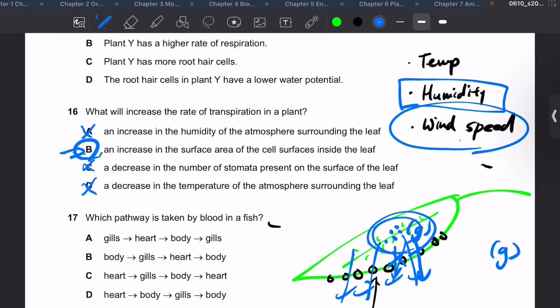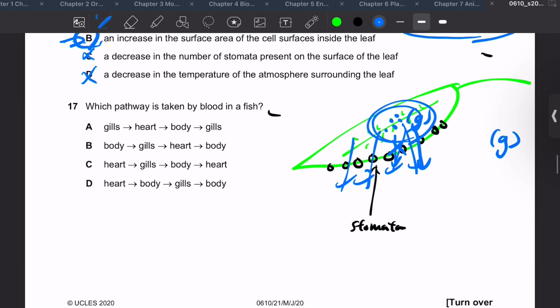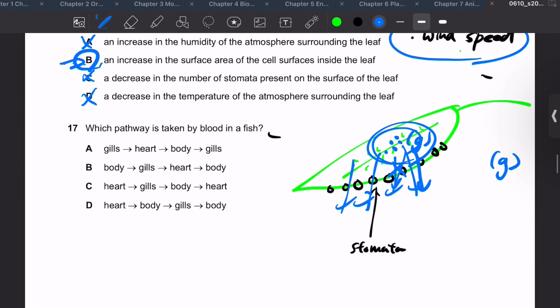That looks quite promising to me, because if there's an increase in the surface area inside the leaf, then there's going to be more water vapors or more water molecules present.